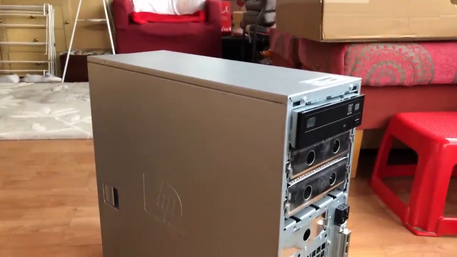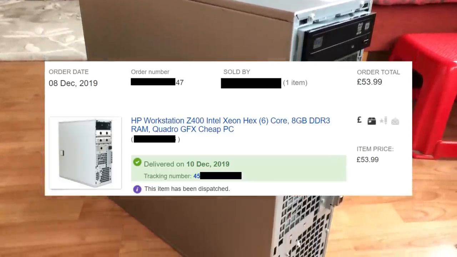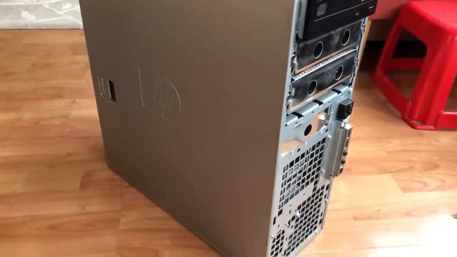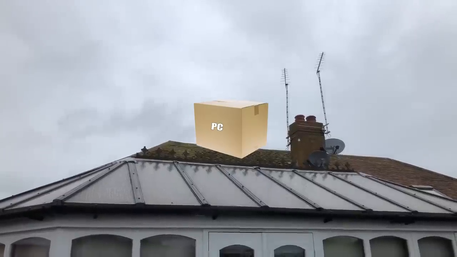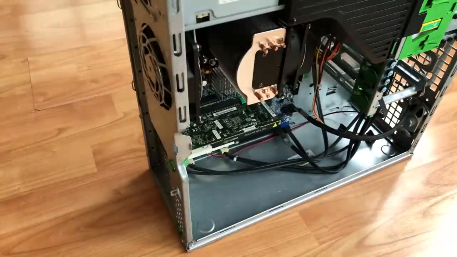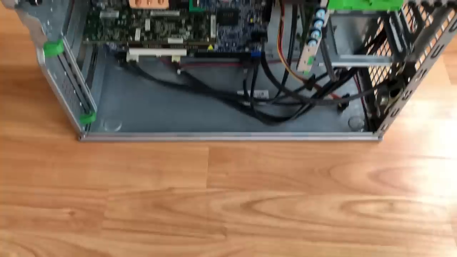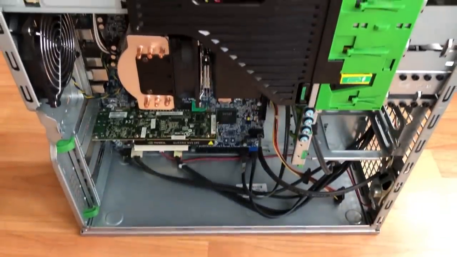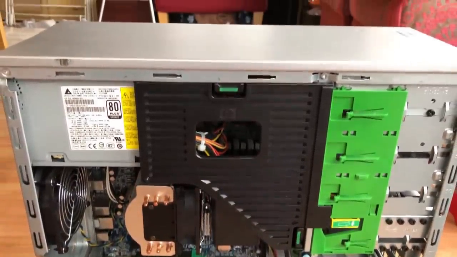Now after paying just over £50 or $65 US or €60 for this Xeon workstation setup and retrieving it from the "safe and secure location" the courier had dropped it in, I was excited to take a look inside and explore the specifications. After all, the Z400 from HP here is a 6-core, 12-threaded Intel Xeon-based machine, and for the price, it sounds like very good value for money.